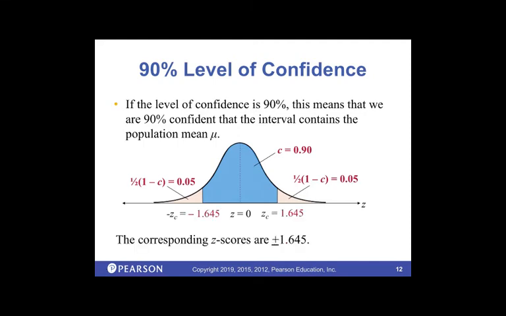So then there are corresponding z-scores with the 90% confidence interval. The corresponding z-scores are plus or minus 1.645, based on whatever given data. So the z-scores, there's a chart. Let's jump over to that chart actually.